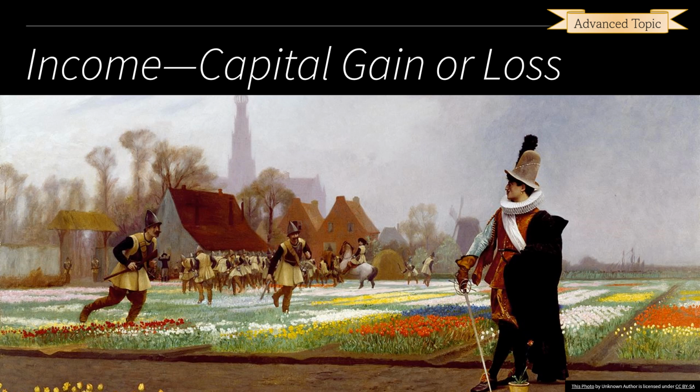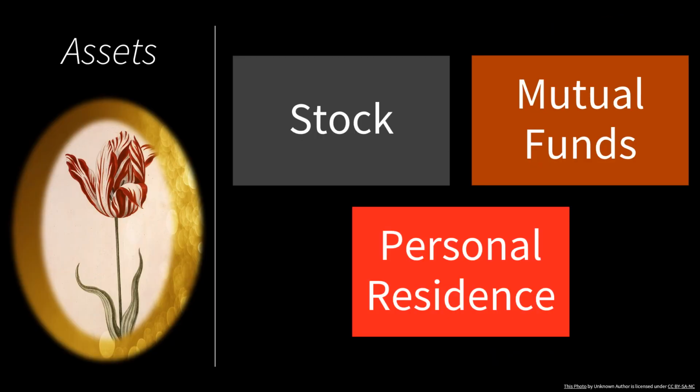So here again, we're going to be working with an asset that is owned by the taxpayer and they had sold during the year, and then we need to figure out whether they sold it for a gain or whether they sold it for a loss. For the purposes of VITA, we are only going to be dealing with three types of assets, and those could be stocks or mutual funds or a personal residence.